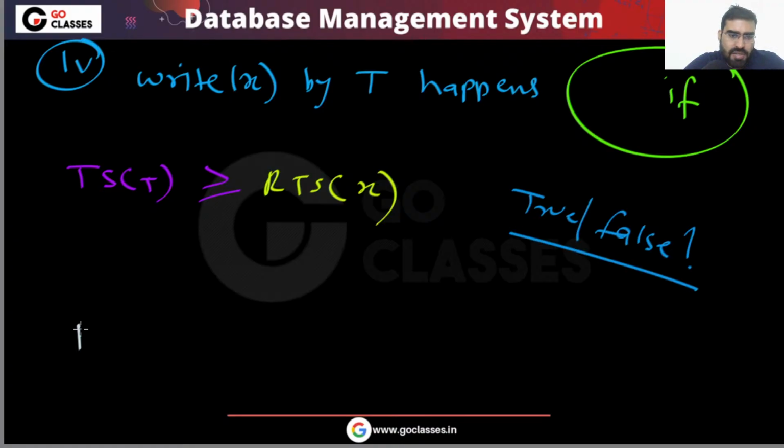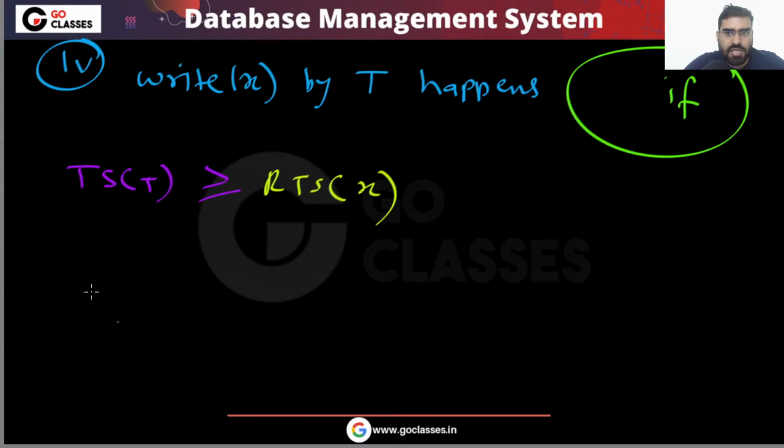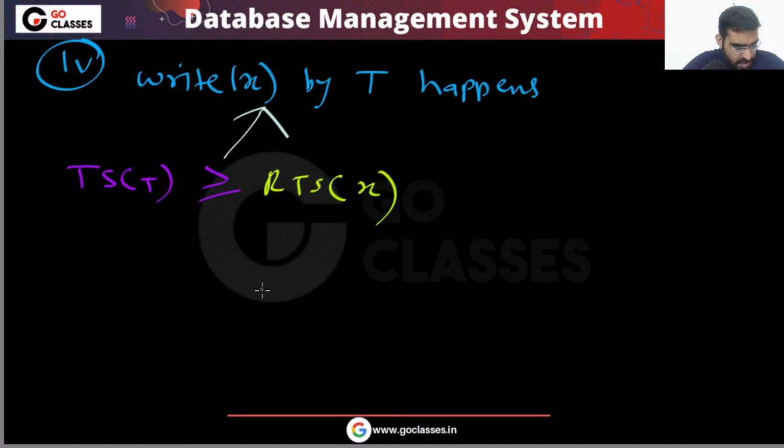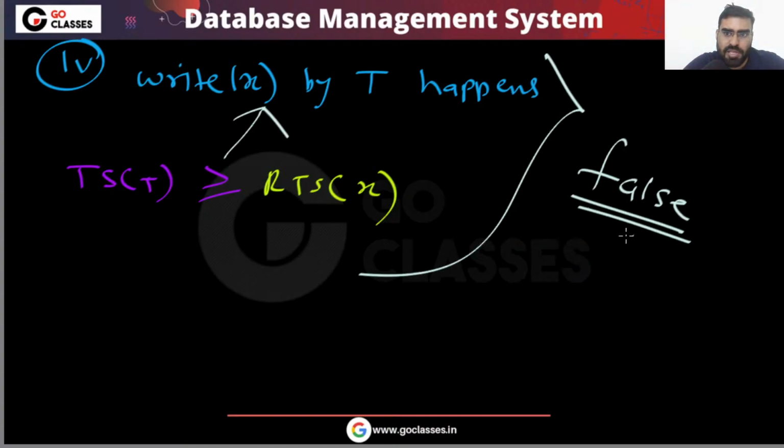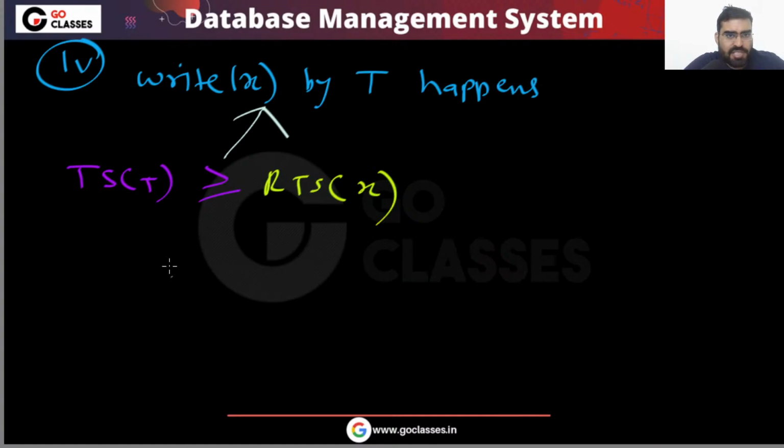So you notice that P if Q is Q implies P. Here this if basically means that this implies this. Now this is false. Why is this false? Tell me, what is the reason this is false? Timestamp is greater than read timestamp, then why is it false?